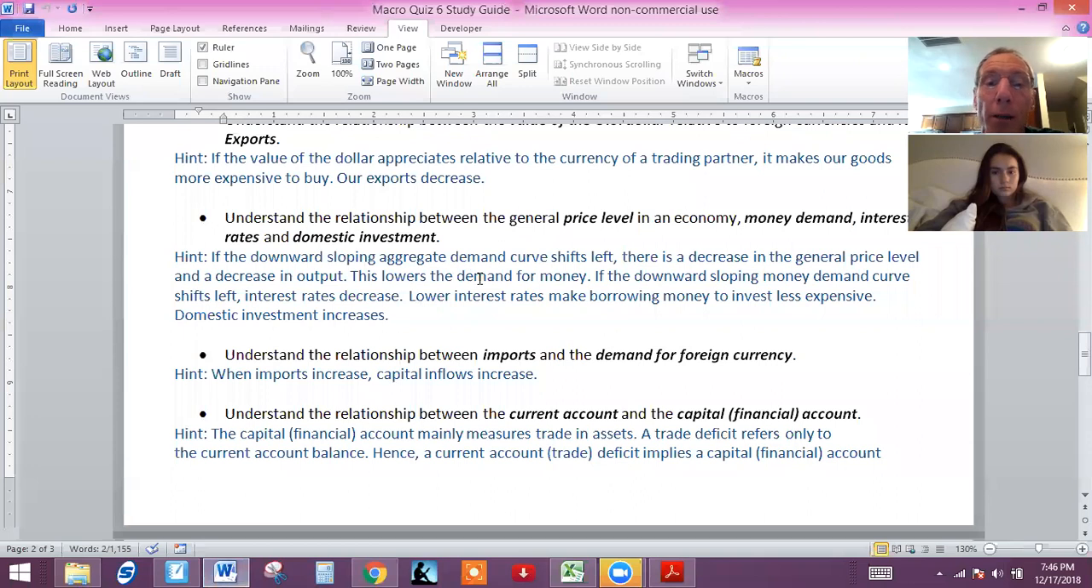So demand for money is lowered. Then that shifts the money demand curve, which is downward sloping, to the left, which lowers interest rates.